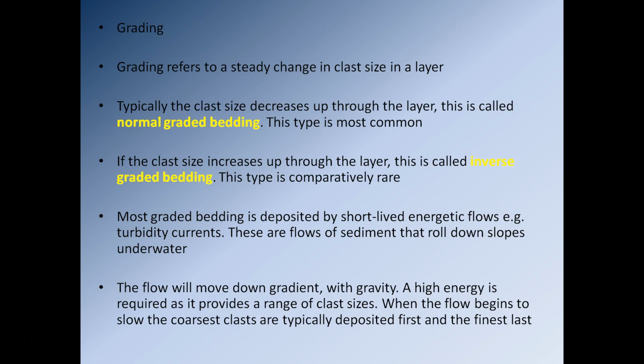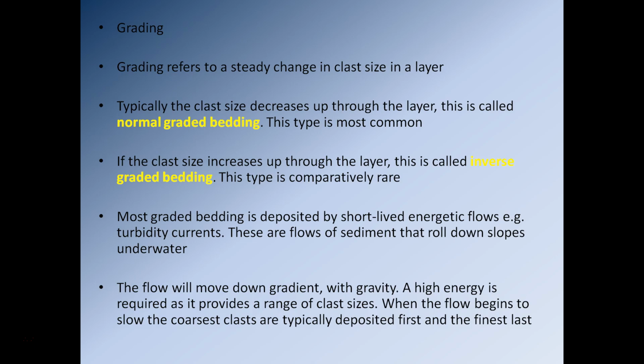So most graded bedding is deposited by short-lived energetic flows like turbidity currents. So a turbidity current is a landslide underwater in the oceans. And these flows of sediment will roll down hills, roll down slopes underwater. And obviously, just like a landslide on land, as they flow down the hill, they pick up speed, and then obviously once they stop moving down the gradient, they lose velocity quickly, and they'll deposit the sediment. So typically, we can say that in most cases, these energetic flows have to be relatively high energy because you require a high-ish energy to move a range of class sizes.